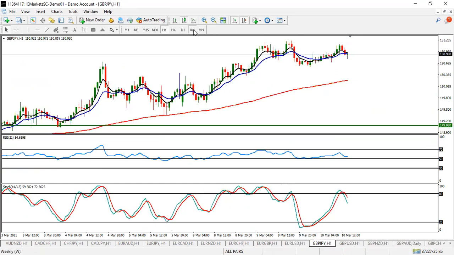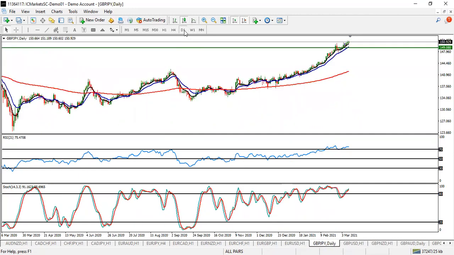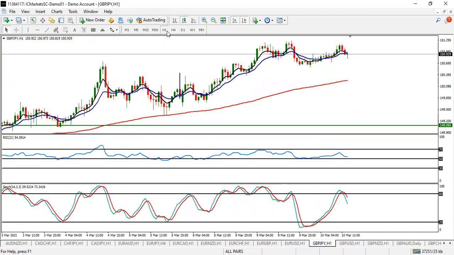GBP JPY. Resistance got broken right here, so our next target is the next resistance. We still expect this to pull up very well to the upside. So on GBP JPY, look for a buy once the cross happens on stochastic to the upside, or wait for the pullback between the 5 and 12 EMA and take your buy once it crosses back to the upside.